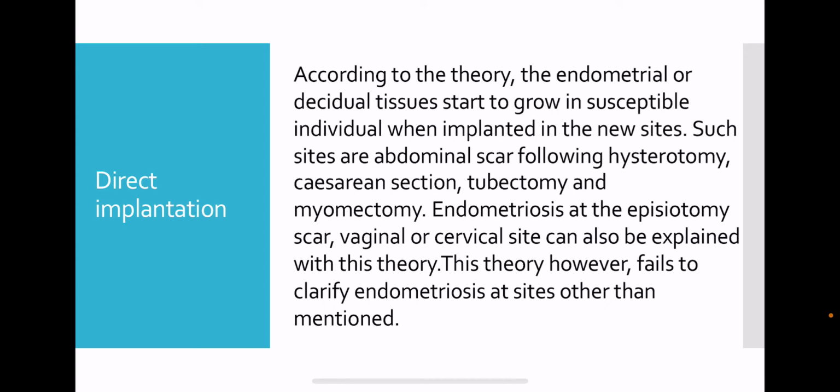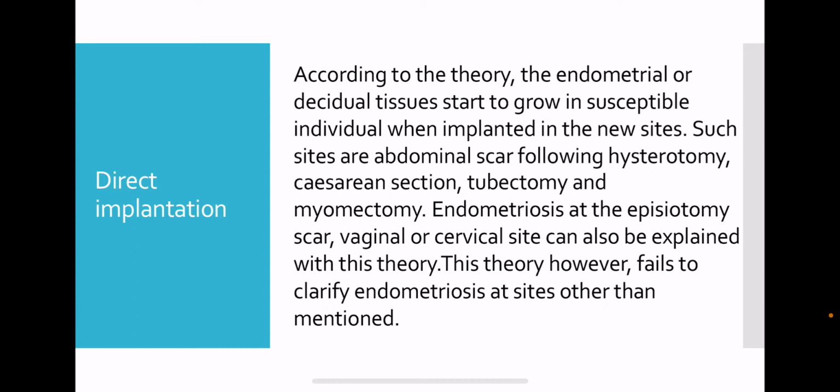Such sites are abdominal scars following hysterectomy, caesarean section, tubectomy and myomectomy. We saw these in rare and remote sites, the extra abdominal sites, the scar, caesarean section, tubectomy, myomectomy. What is the cause for it? In susceptible people, the endometrium deposits in these sites and it transforms into endometriosis.